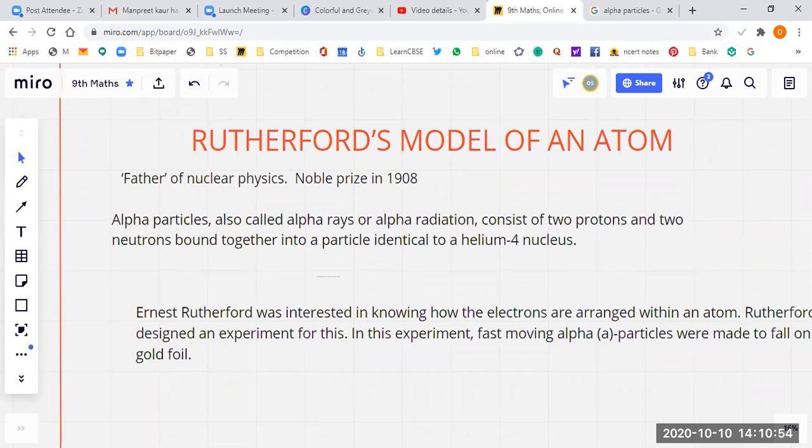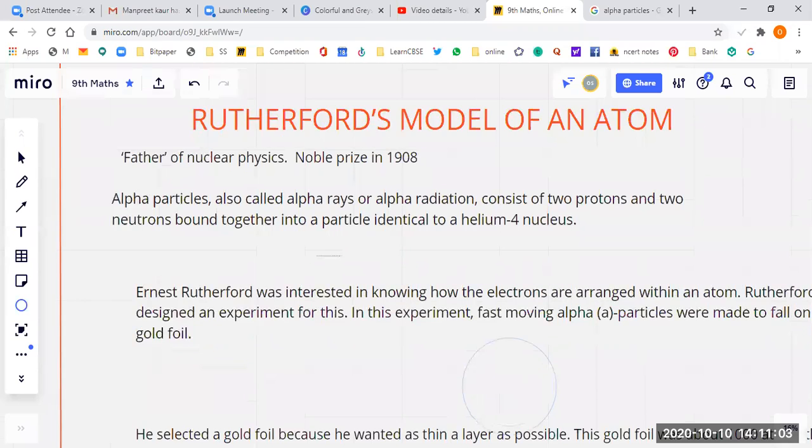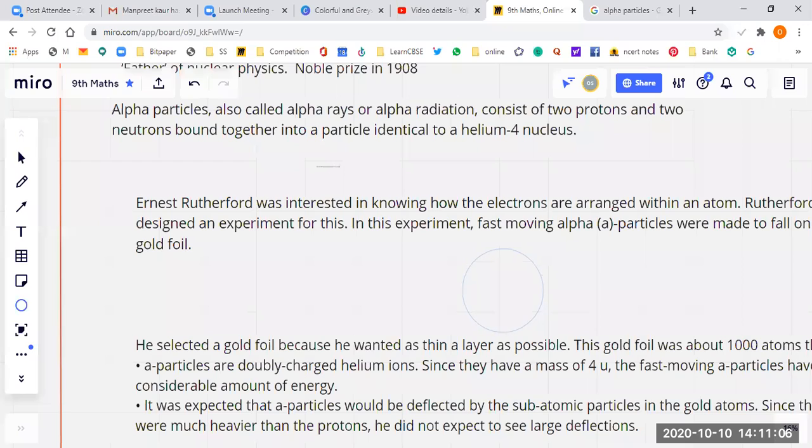Yesterday we studied J.J. Thomson's model. I think you remember that J.J. Thomson proposed that the atom is like a sphere. It's like a watermelon. The edible red part of the watermelon is equivalent to the positively charged sphere, and the seeds are like the electrons embedded in it.